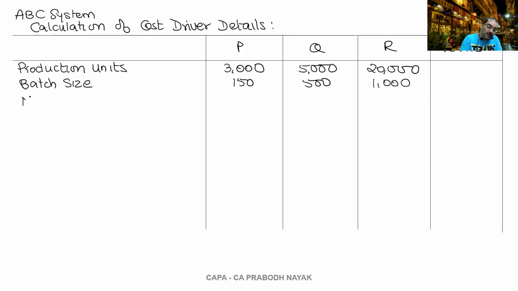So, number of batches will be how much? I want number of batches. 3,000 divided by 150. So there will be 20 such batches. 5,000 divided by 500. Total 5,000 units I am producing. In each batch I am producing 500 units. So how many batches will be there? 10 batches. Last one, 20,000 units total. Per batch I am producing 1,000. So how many batches? 20 batches. So total number of batches? 50. This is my first calculation.